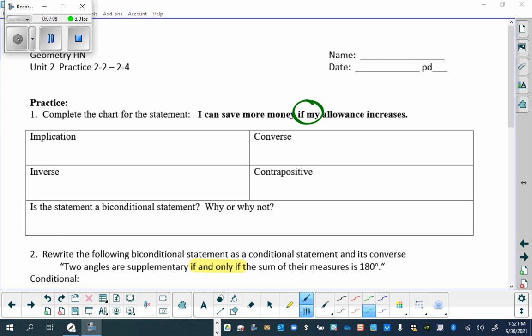So this implication has to start with if my allowance increases, then I can save more money. Questions about the implication, converse, inverse, contrapositive. Is it biconditional, yes or no?